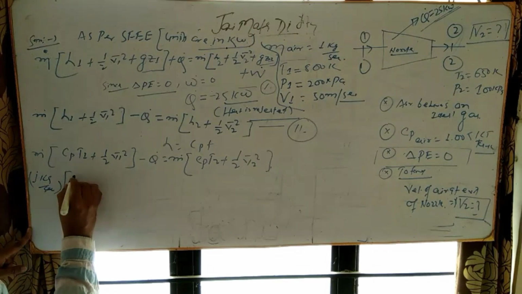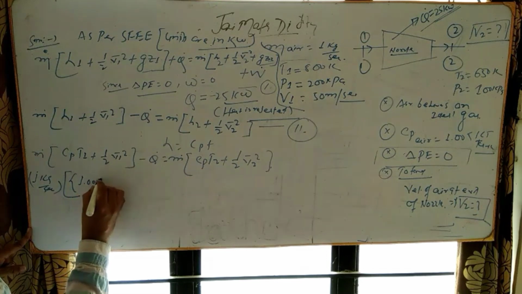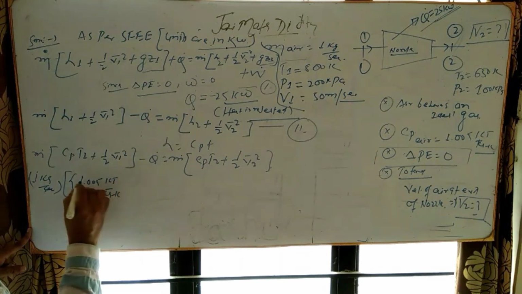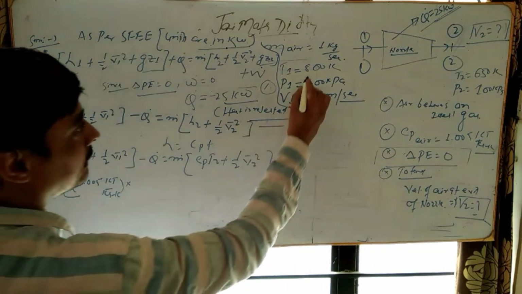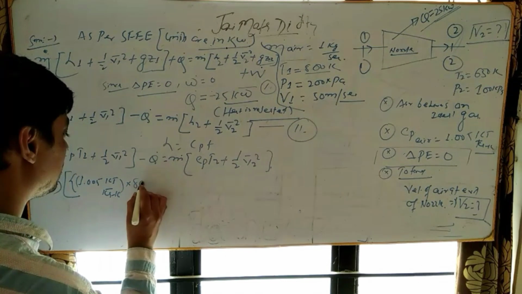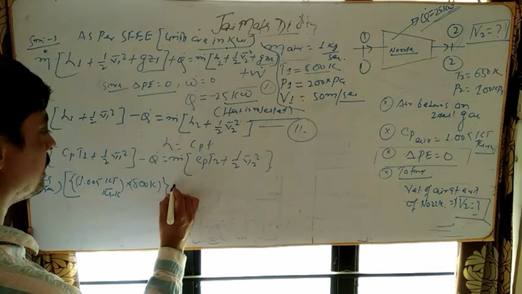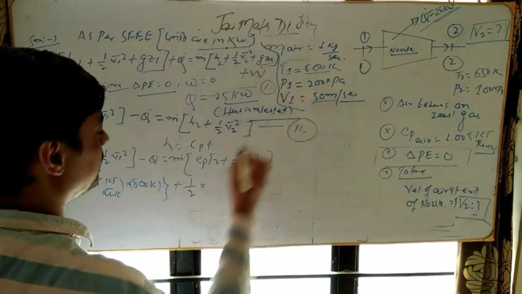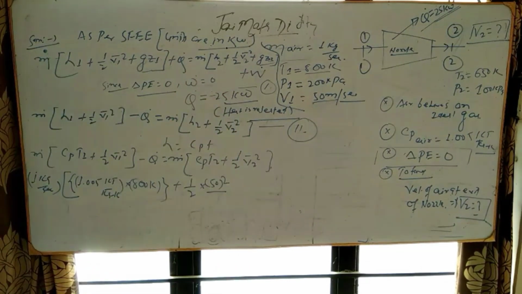Look carefully. The Cp is 1.005 kilojoule per kg Kelvin, into T1, 800 Kelvin, bracket close, plus half v1 square. Velocity is 50 meter per second. Just remember one thing, be careful.